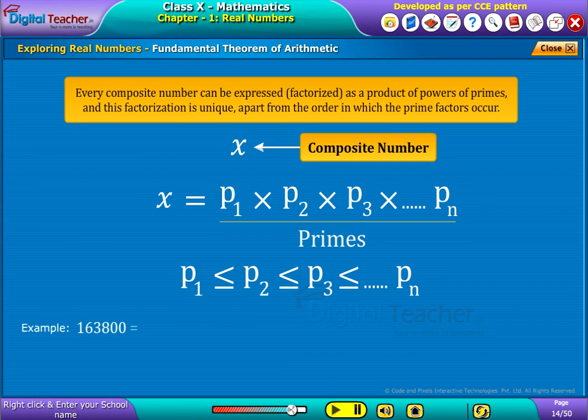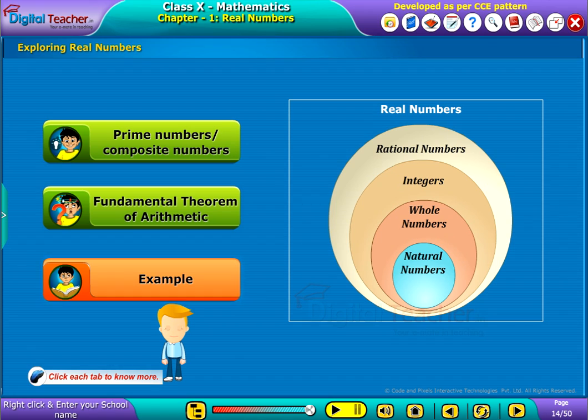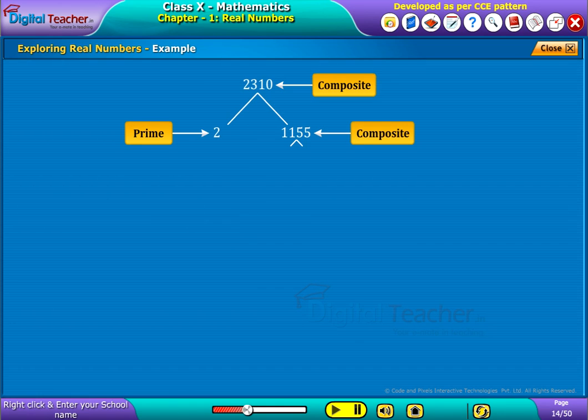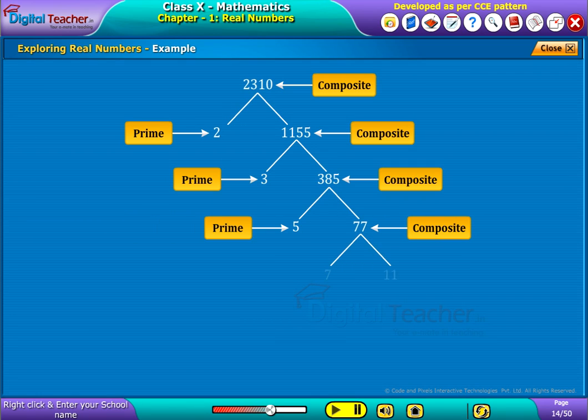For example, 1,63,800 can be written as a product of prime factors as shown. Exploring real numbers. For example, the composite number 2310 is expressed as a product of primes as shown on the screen. Therefore, the primes in the product are 2, 3, 5, 7 and 11.